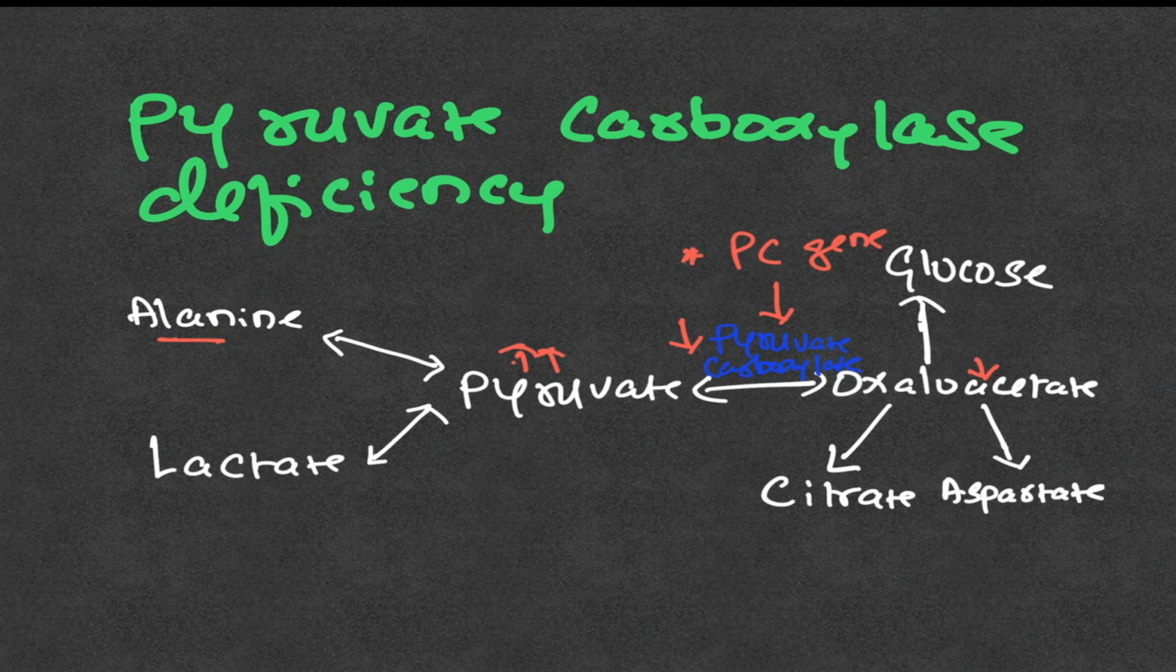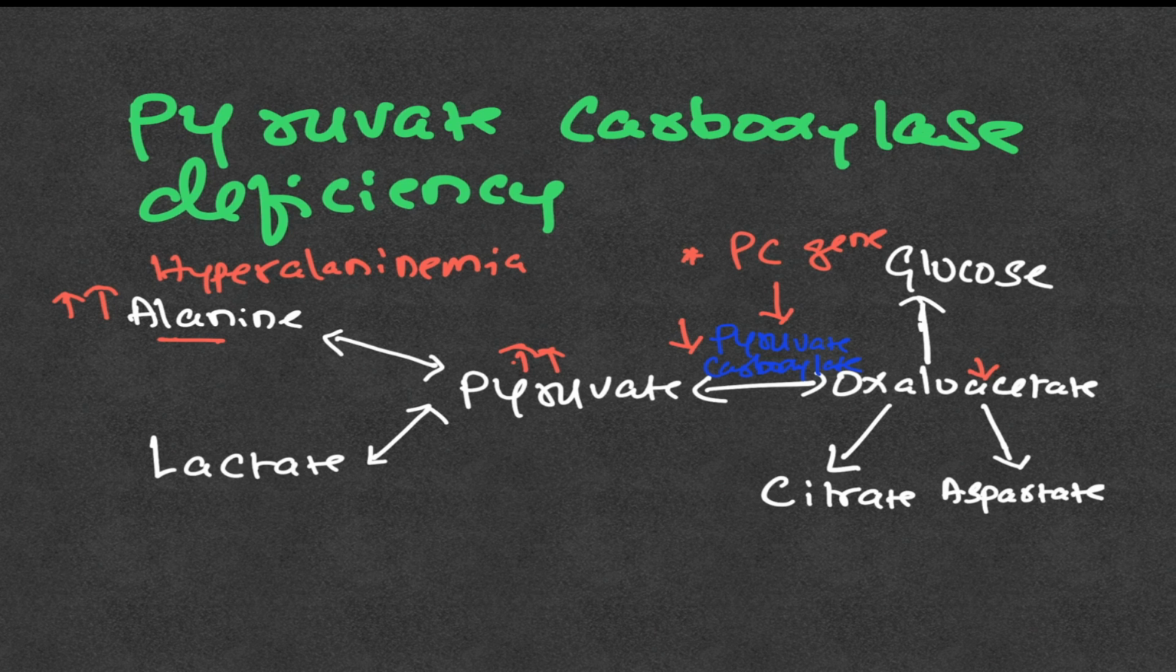When pyruvate is increased here, this pyruvate goes back into the alanine molecule, because this is a reversible reaction done by the alanine transaminase enzyme. So, alanine concentration will build up. There will be an increase in alanine levels in the tissue, and later it will appear in the blood. So, there will be hyperalaninemia. Hyperalaninemia means excess alanine levels in the blood.